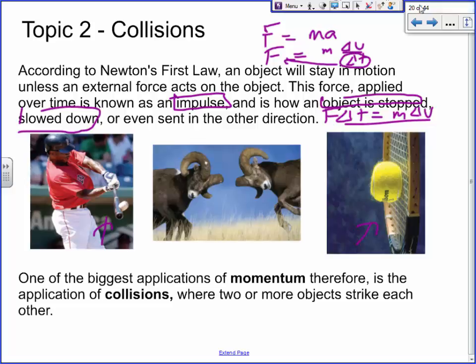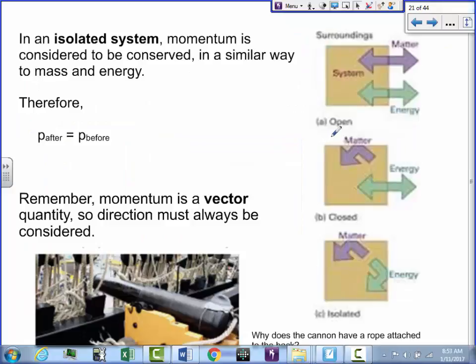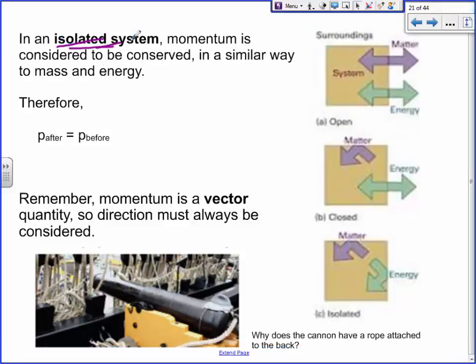so let's talk about some of the main scenarios here we've got. First, before I get to that, though, I guess, we should talk about how, again, this requires an isolated system. You guys remember the systems? Open, closed, isolated. We do have to assume that energy is not being lost. Is that actually the case in real life? No, not really. Actually, no, that's not true. We're going to talk about that tomorrow.